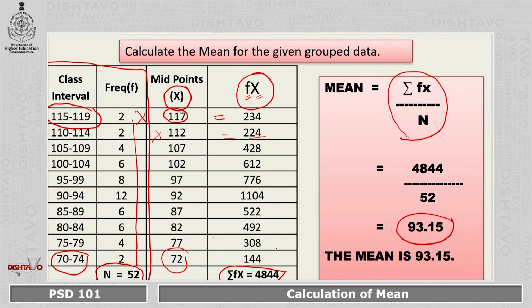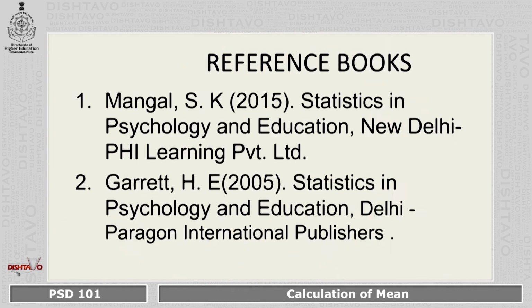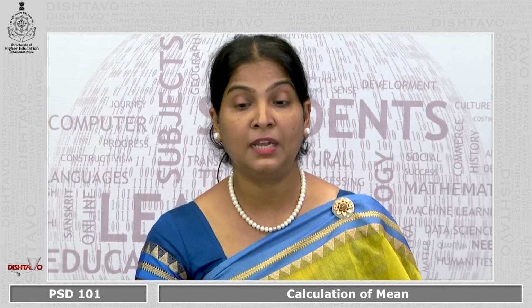So, what is the value of the mean for the given grouped data? The mean is 93.15. Now, you can find many problems to work on, to learn how to calculate mean, in the reference books that I have given you.